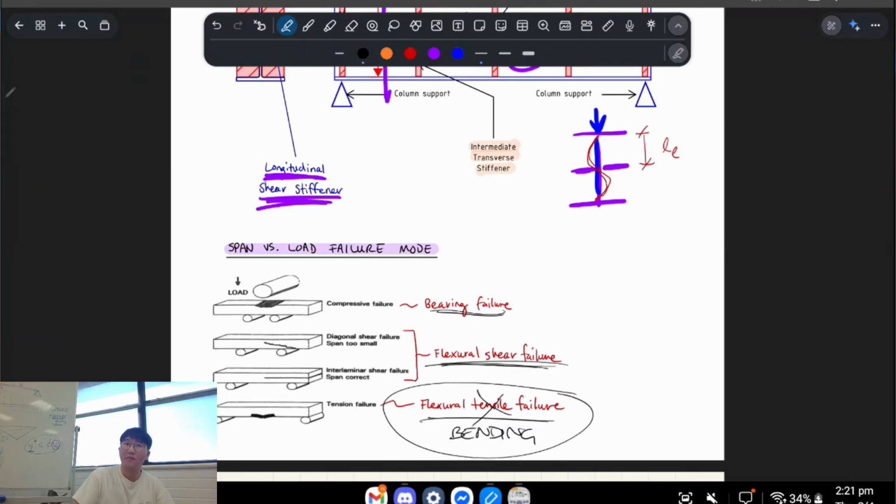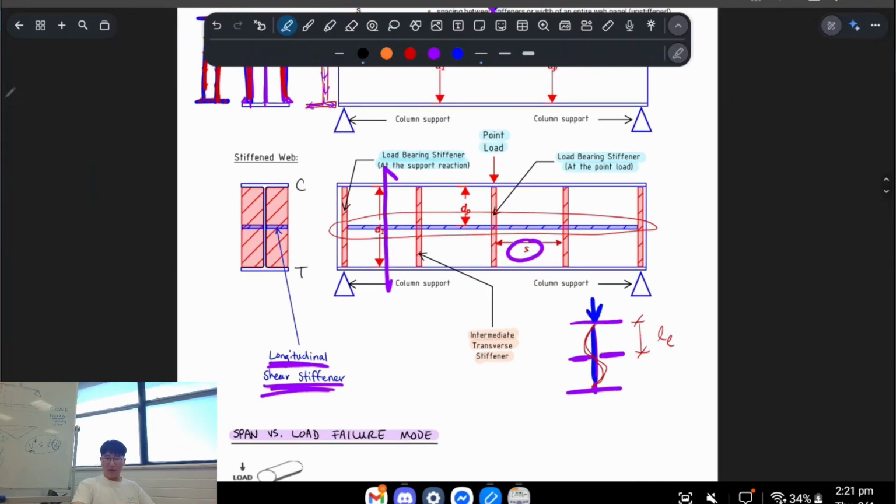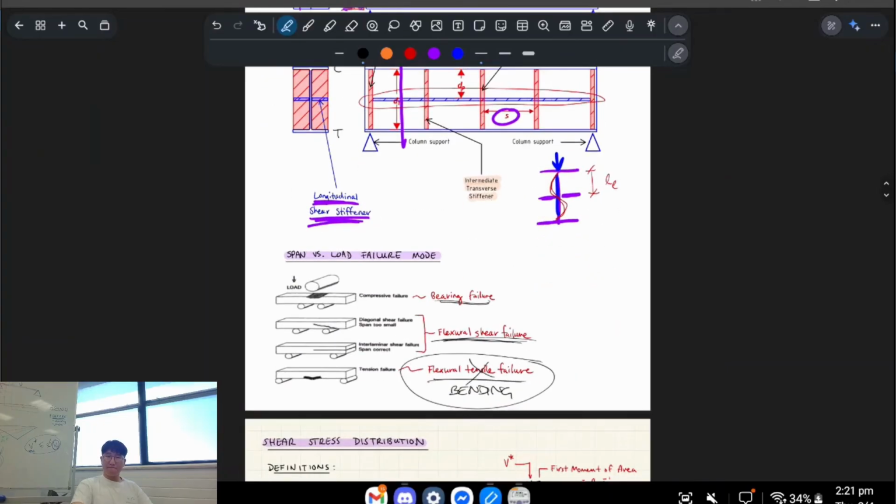Okay, gotcha. Because I know what you're trying to say. You're saying that this top one might be in compression, this bottom flange might be in tension, or vice versa. You're right, but we're just talking about something else right now, which is shear. So it does happen. It's just not really that relevant in that case. It wouldn't govern.